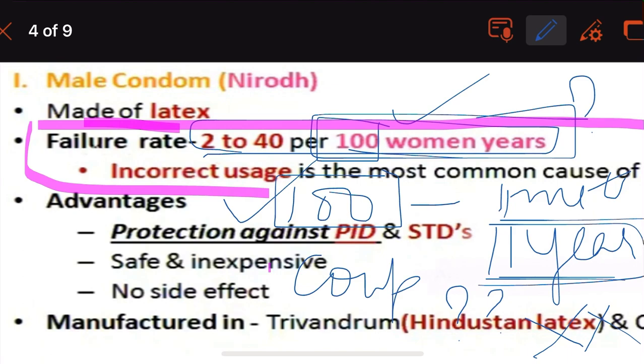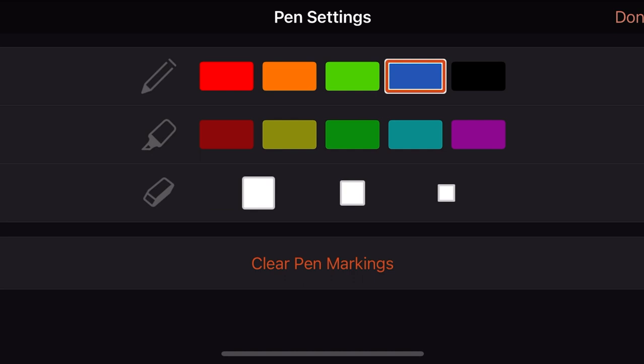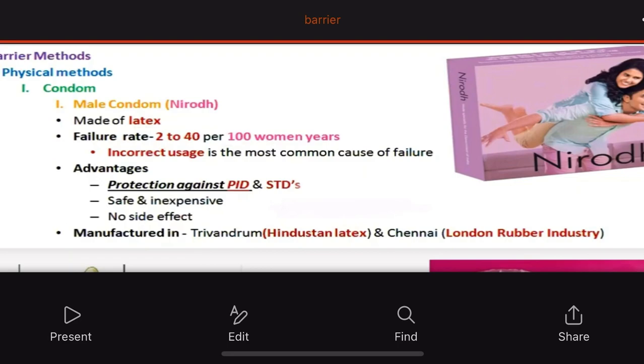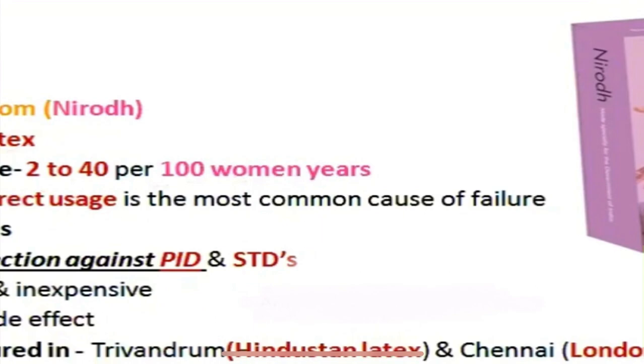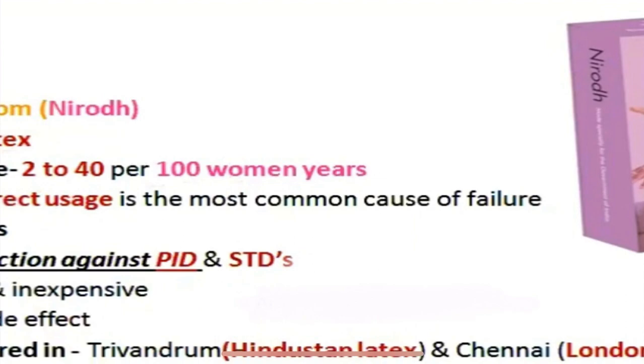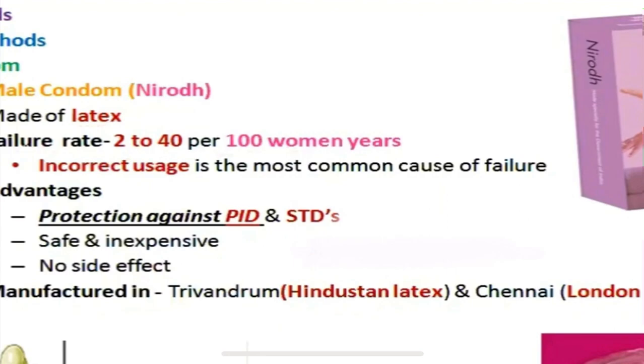So we see that 2 to 40 per 100 women years is observed in cases of male condoms. So what is the cause for this failure? The incorrect usage is the most common cause. The method of using this condom is not proper. So the incorrect method of usage is the cause for the failure of the condom. Remember guys, the failure rate is 2 to 40 per 100 women years.